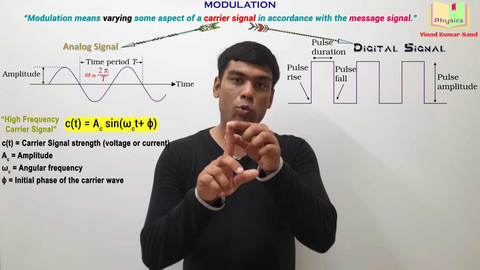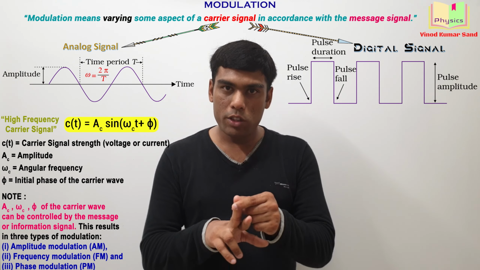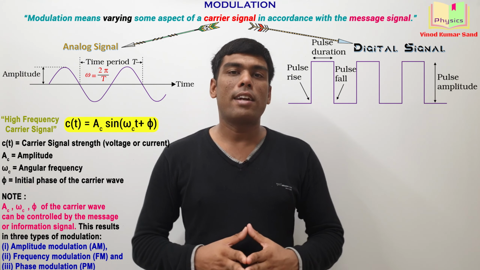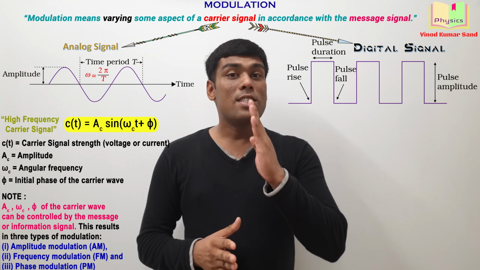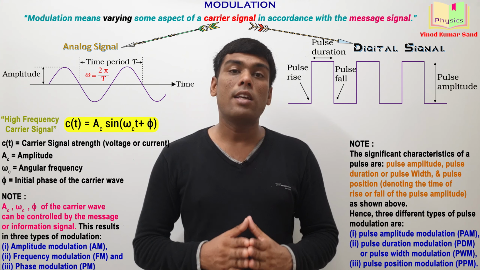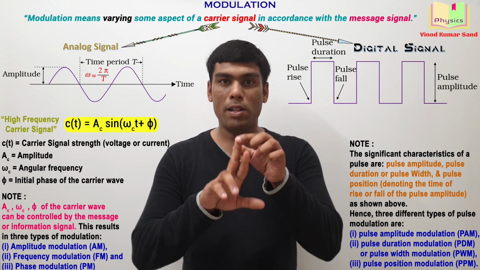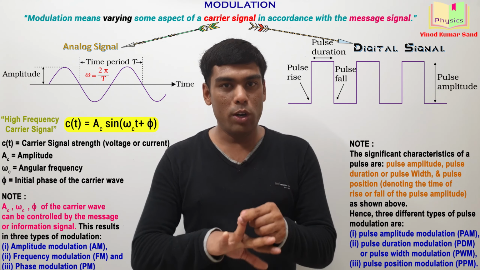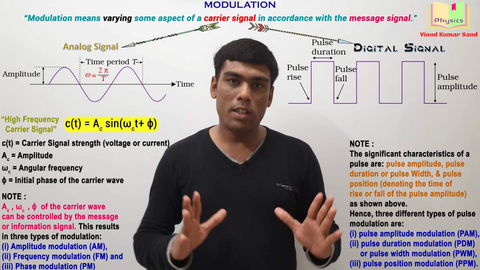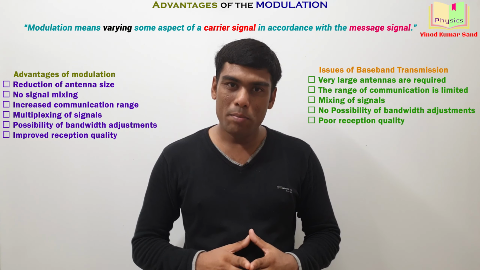In modulation, we can change the amplitude of the carrier, we can change the frequency of the carrier, as well as the initial phase of the carrier, and we get different types of modulation. Similarly, we can use a digital signal or a pulse for the modulation, and we get three different types of modulation: pulse amplitude modulation, pulse width modulation, and pulse position modulation. Got it?